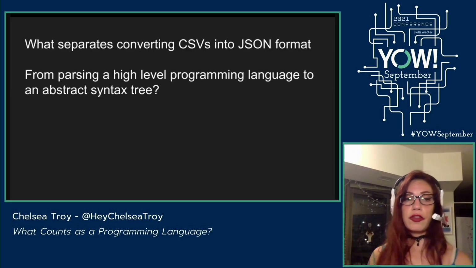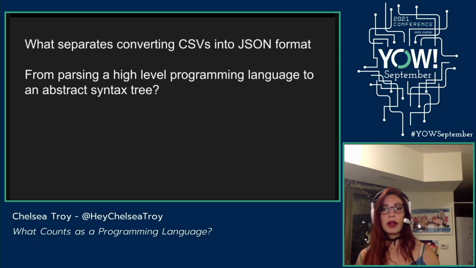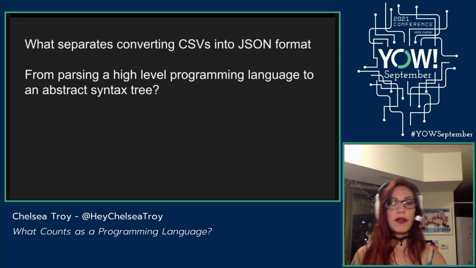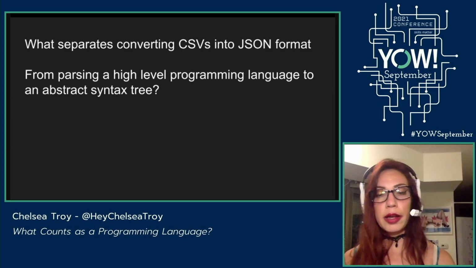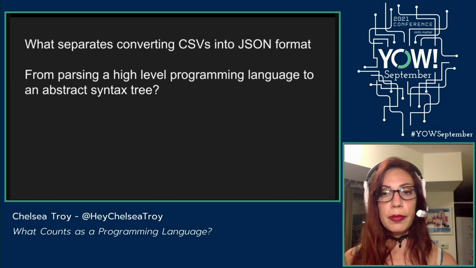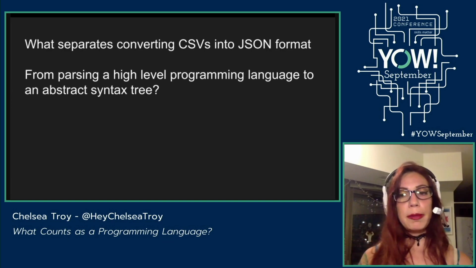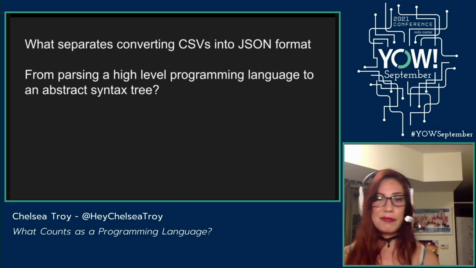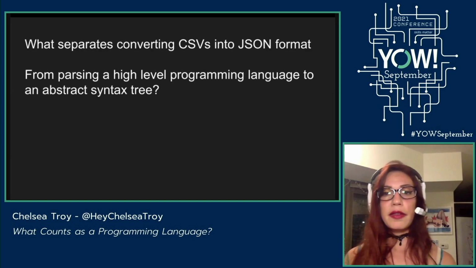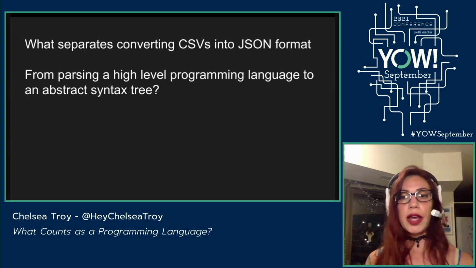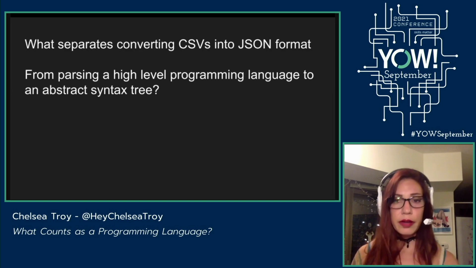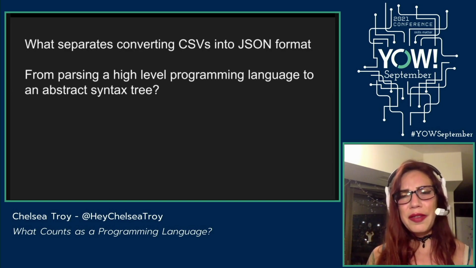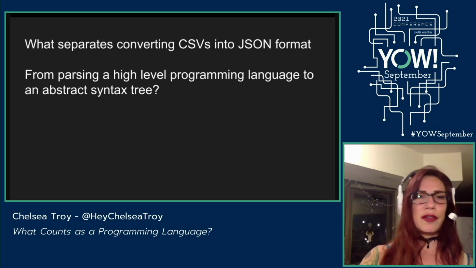We talked about this question earlier. What separates converting CSVs into JSON format from parsing a high-level programming language to an abstract syntax tree? One operation might be more complicated than the other, maybe, but it's difficult to come up with an objective answer as to what makes one of these processes subordinate to another. And even if we could do that with confidence, I'm not convinced that it's a particularly productive conversation to have.